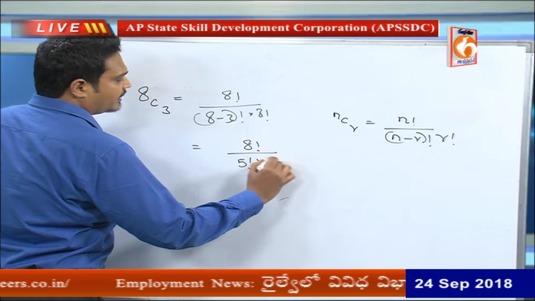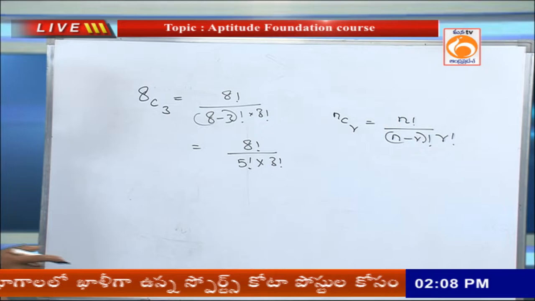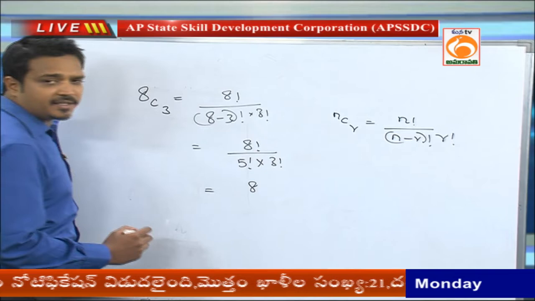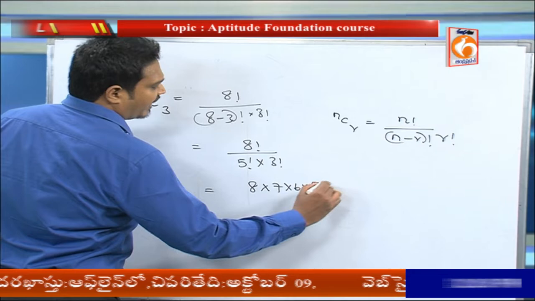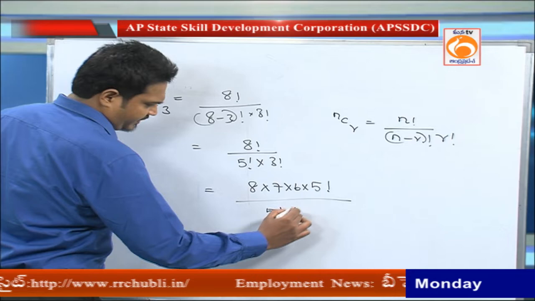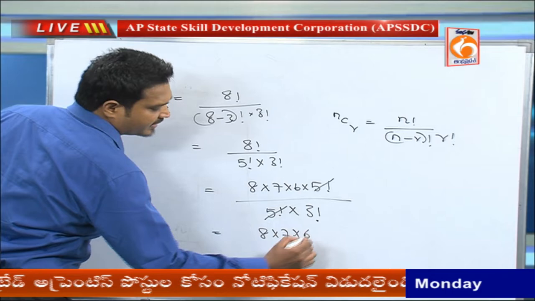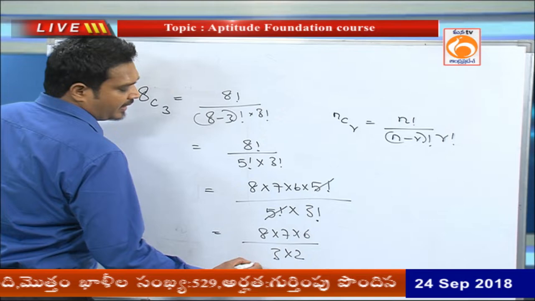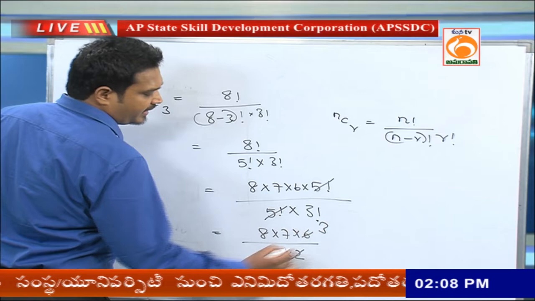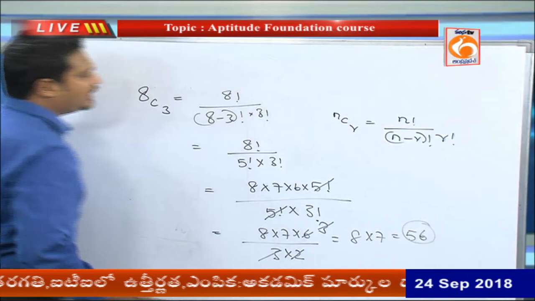Now, what is factorial? It's a descending order multiplication. So 8 factorial can be written as descending order multiplication: 8 into 7 into 6 into 5 factorial. Now I can cancel this 5 factorial in the numerator. We are left with 8 into 7 into 6 by 3 factorial, which can be expanded as 3 into 2. Once again, 2 ones and 2 threes, 3 gets cancelled, which gives 8 into 7, which is 56. So 8C3 is nothing but 56.